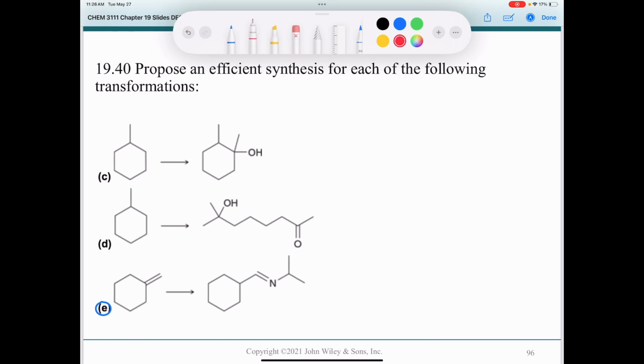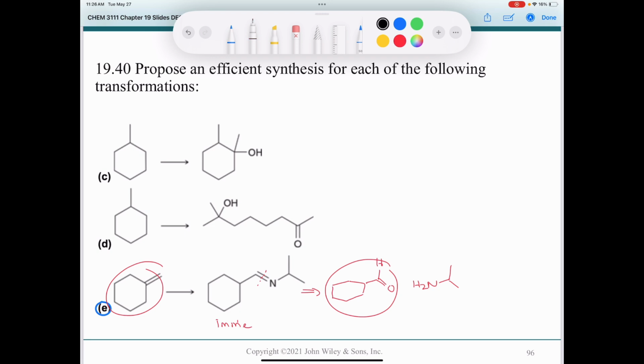And for E, we're making an imine. And so if you do a retrosynthesis on the imine, it has to come from this aldehyde. So that would be cyclohexane carbaldehyde. And this would be called isopropylamine. So you need both of these. So we're just going to assume we have the isopropylamine. So now the question becomes, well, how do we get from here to here? We're just going to do an anti-Markovnikov addition of water, and then we will do an oxidation to give us the aldehyde. So we'll use a mild oxidizing agent.